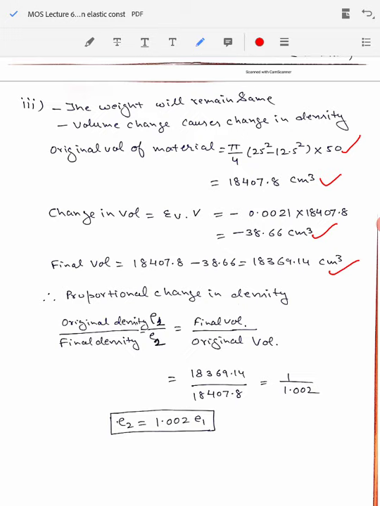Now as I just said, because the mass or the weight of the body remains the same, the density will be inversely proportional to the volume of the body. So original density divided by final density, rho 1 by rho 2, will be equal to the final volume divided by the original volume of the body. Which gives you the ratio of 1 over 1.002. So you can see that the final density of the cylinder will be 1.002 times the original density of the cylinder, that is rho 1.